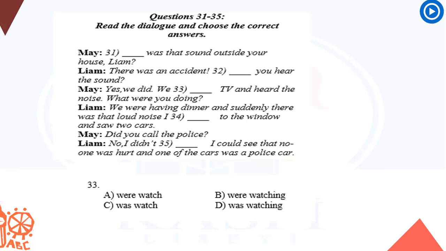Here, you see the subject we. It is a plural subject. With plural subjects, we never use was. So that's why C and D are not correct answers. The answer is B, because in A, we don't have ing after the verb watch.